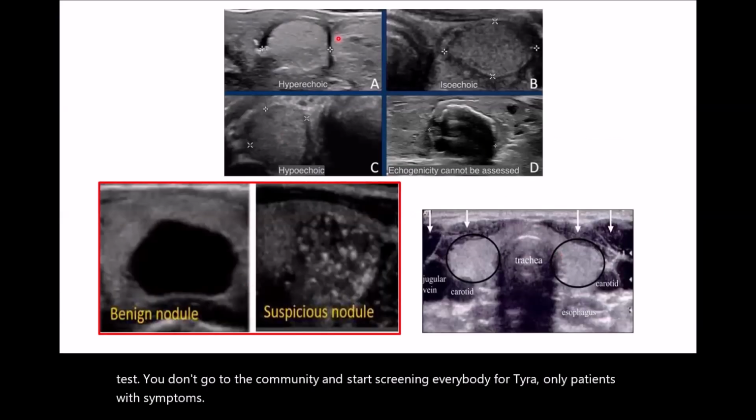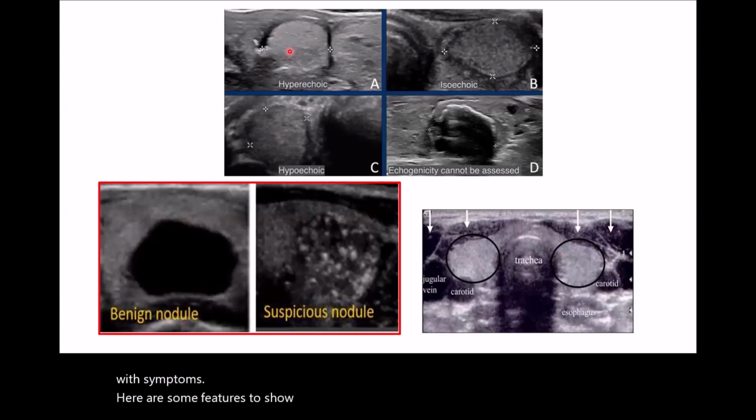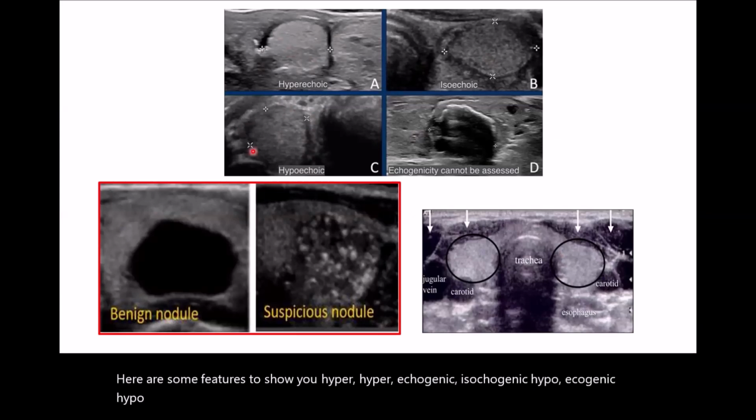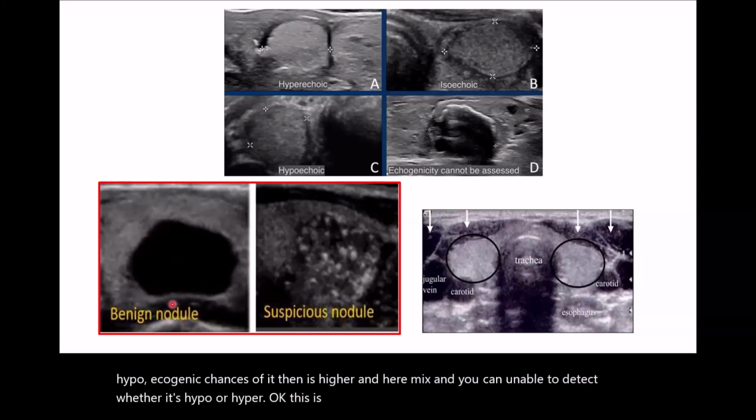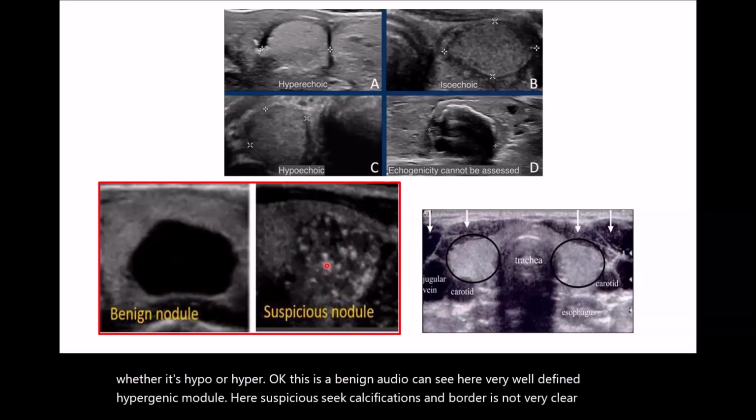Here are some features to show you. Hyperechogenic, isoechogenic, hypoechogenic. Hypoechogenic, the chance of being malignant is higher. And here, mixed, you are unable to detect whether it's hypo or hyper. Okay, this is a benign nodule. You can see here a very well defined hypoechogenic nodule. Here, suspicious: see calcifications, and the border is not very clear. Suspicious nodule. This is very important.